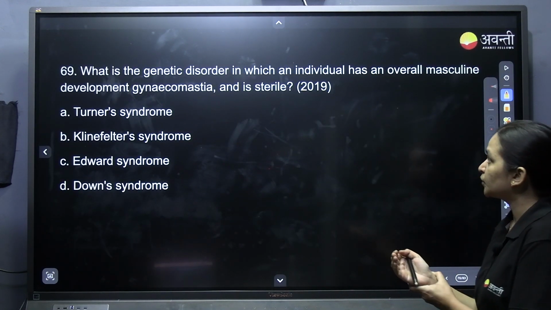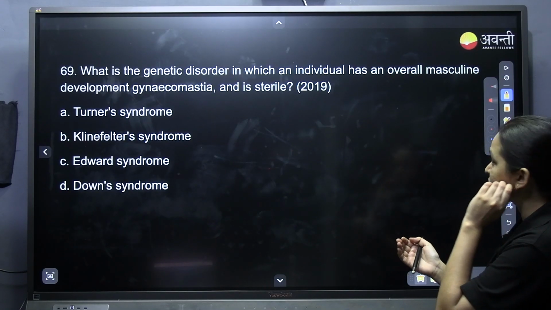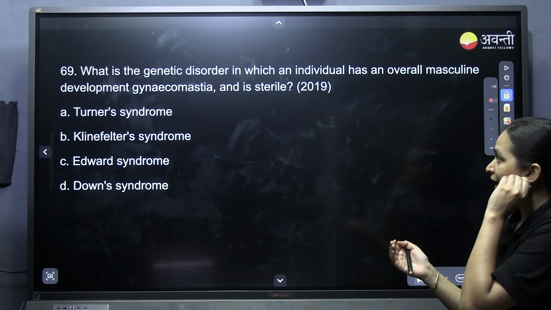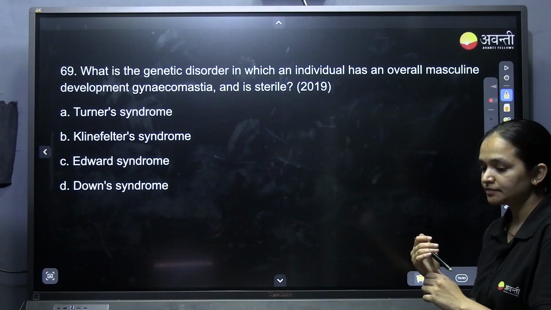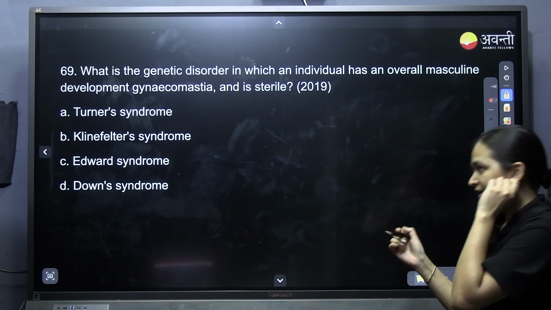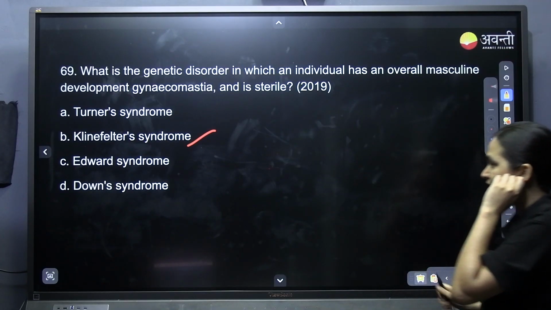What is a genetic disorder in which an individual has an overall masculine development, gynecomastia, and is sterile? Easy. Klinefelter's.